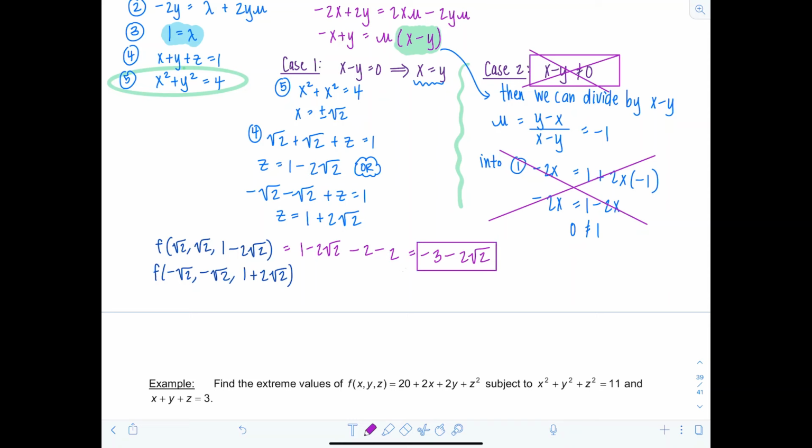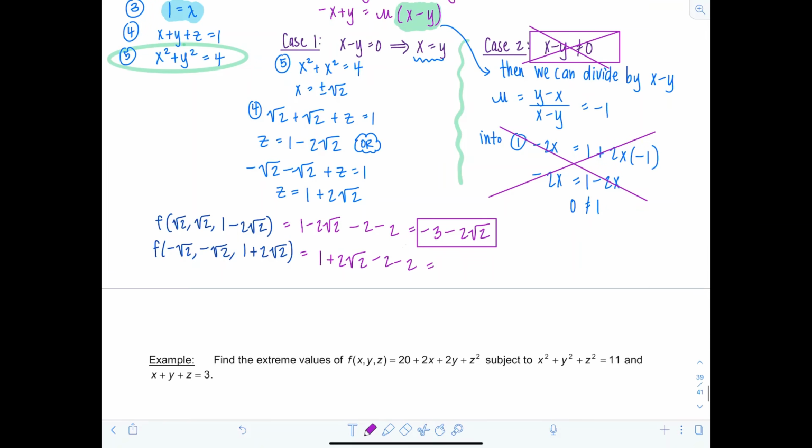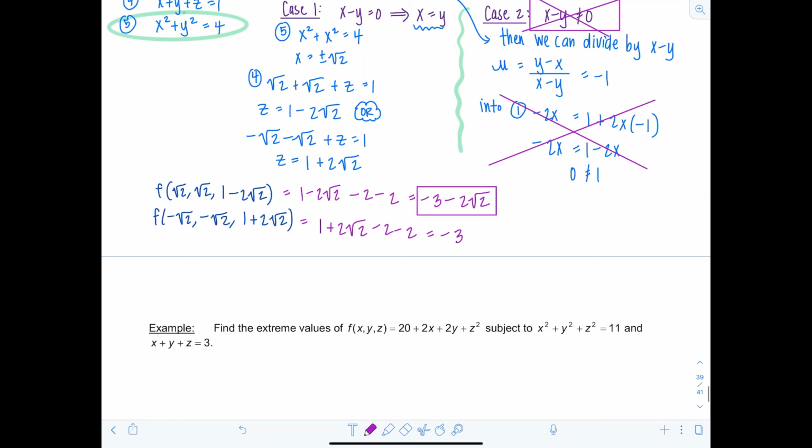And then the other option, I'll have z, which is 1 plus 2 rad 2. Again, minus 2 minus 2. So in this case, I'm going to get negative 3 plus 2 rad 2. Okay, so it's pretty clear to see this value here with positive 2 rad 2 is going to be my absolute max, and the other one is going to be the absolute min.